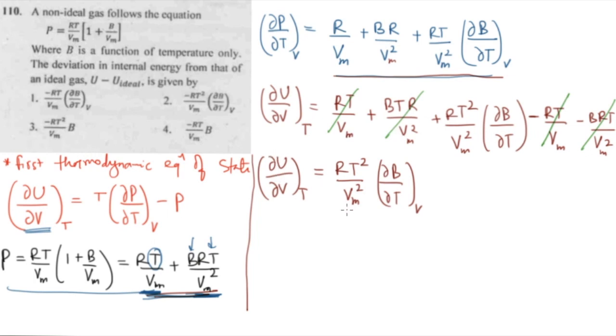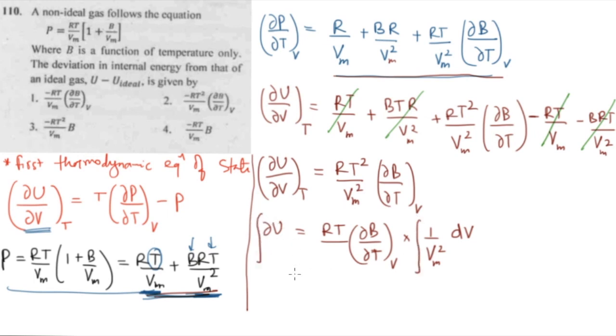Now the next thing is I have to just take this del v to the other side and integrate these equations. So I'll have del u is equal to RT, the denominator I'm not going to write down, so it will be del b by del t at constant v into 1 by Vm square dv. Okay, what I have done, I have taken this dv to the other side from this equation, and now I'll just integrate these equations. Okay, so integration of del u will give you u, and that will be equal to, okay, so this part I'll just write down.